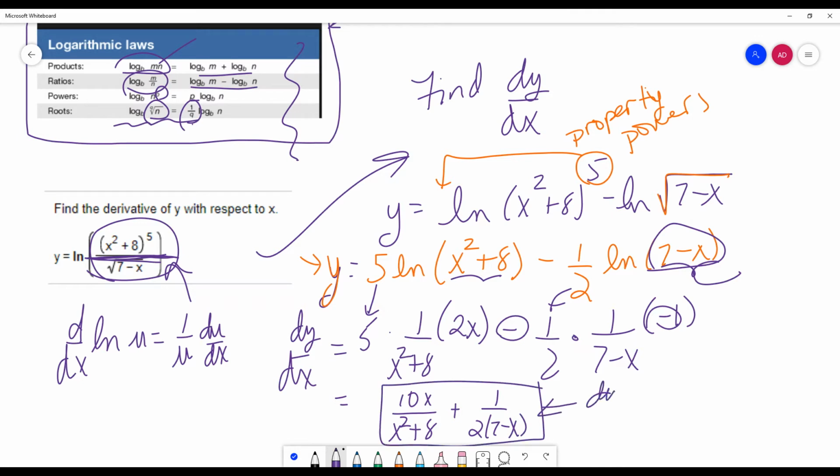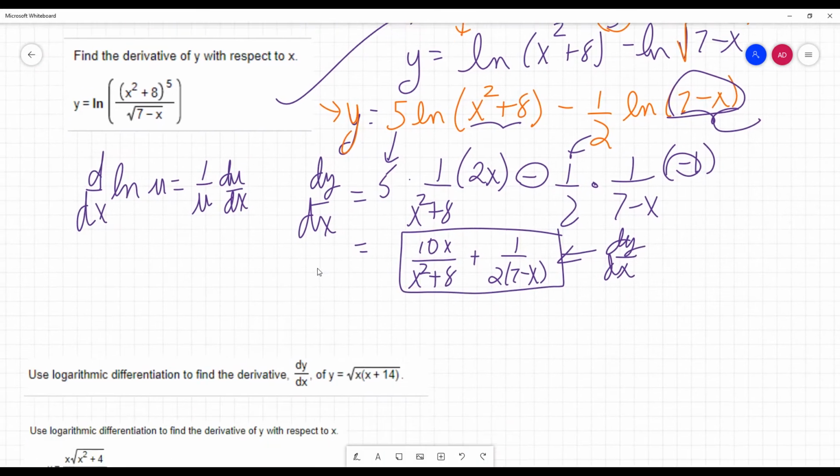That is my derivative. Now, some people go, oh, I know how to do this problem. I'm going to go ahead and do a quotient rule and do all this other stuff in here. But no, that's the whole point of logarithmic differentiation. It's to actually make the problem easier. A little bit easier to do.